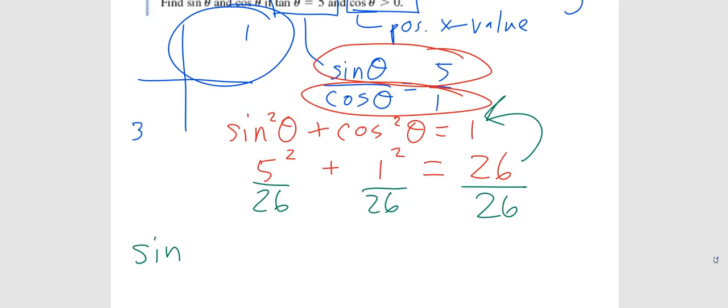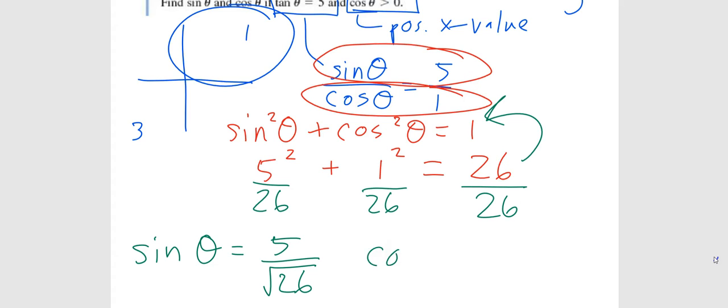What's the sine of theta? The sine of theta is not 25 over 26. It is the square root of that, and give it to me. What is it? 5 over what? Not 26. Ah, the square root of 26. If you take the square root of the top, you better take the square root of the bottom.